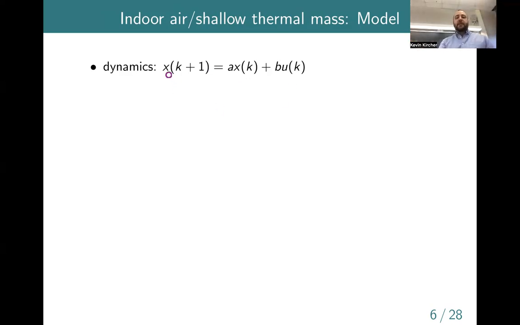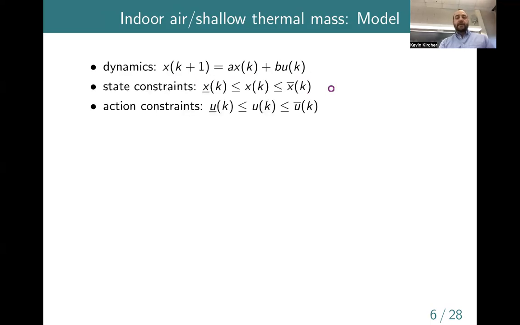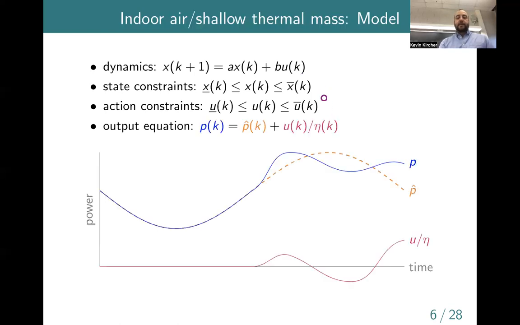Okay, but we still get the same model that the new X is A times the old X plus B times U. And the constraints look the same, except now they're both time varying. And the output equation here is just that the true power that we would measure with a power meter on the equipment is equal to the baseline power P hat plus the perturbation of the thermal power divided by the COP.